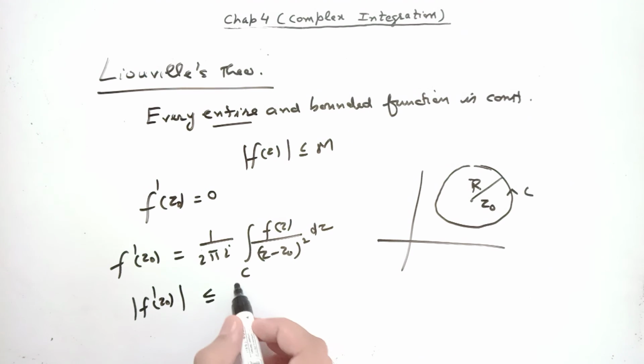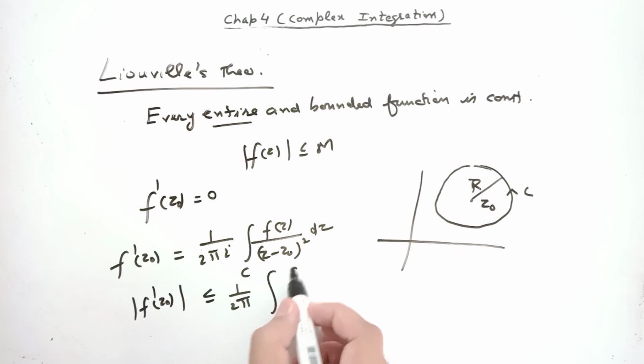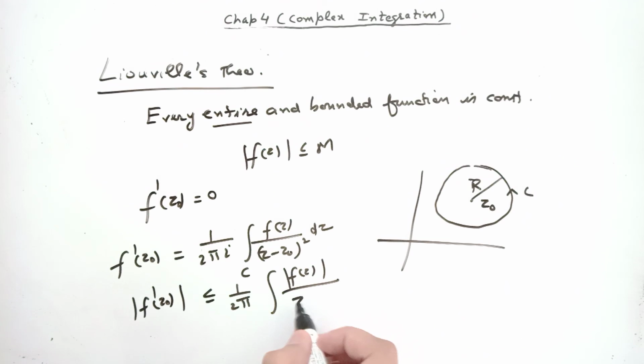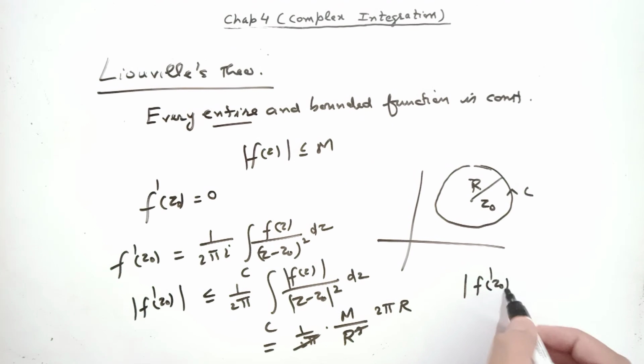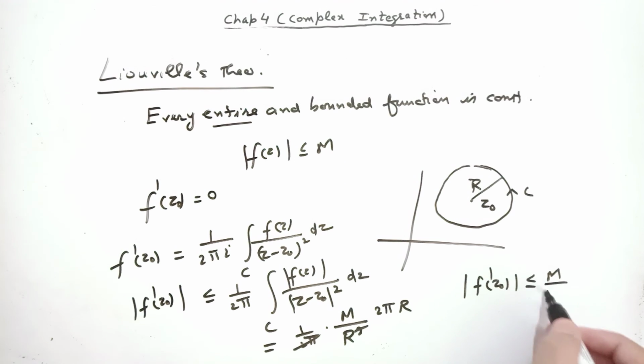So when I take modulus on both sides, what do I get? I get something like this. But if I simplify it further, writing in terms of t, then I will get an expression like this, M over R square, because on C this is equal to R, and further you will see that when you write it in terms of t, you get the length of this contour, that is 2 pi R. So overall, this |f'(z0)| is less than or equal to M over R.